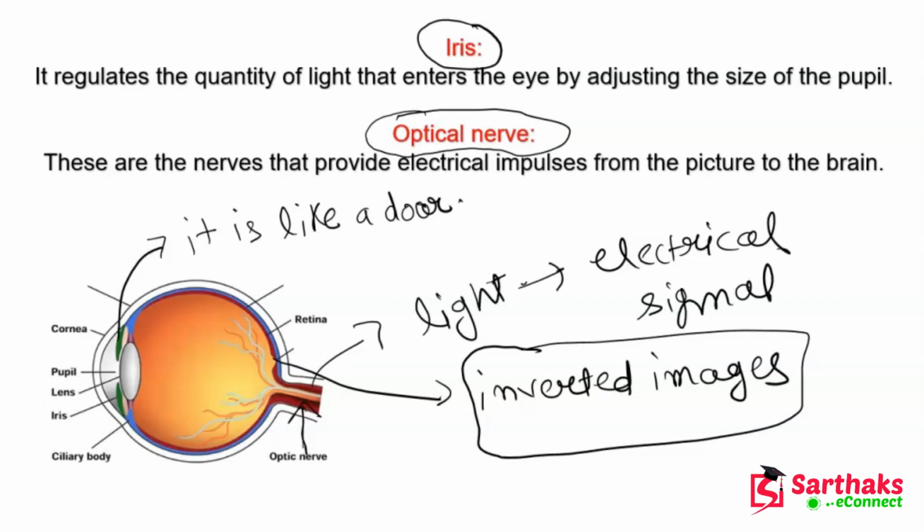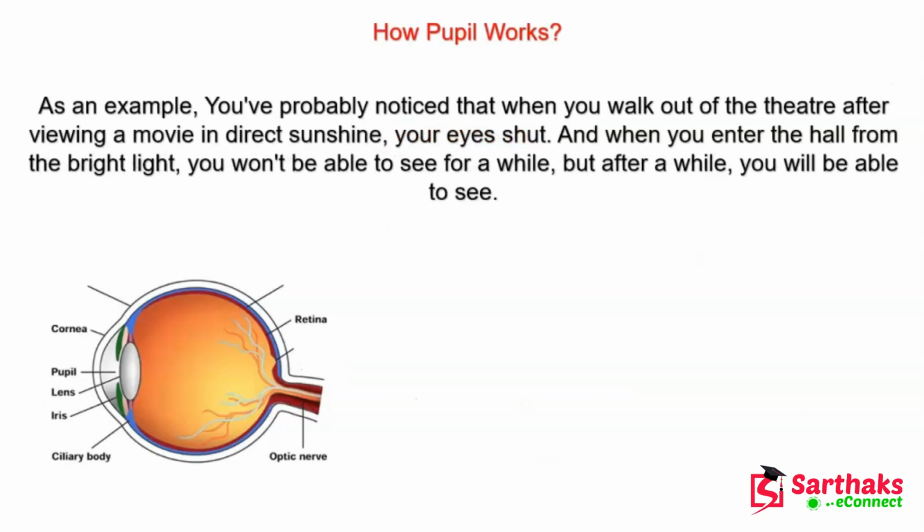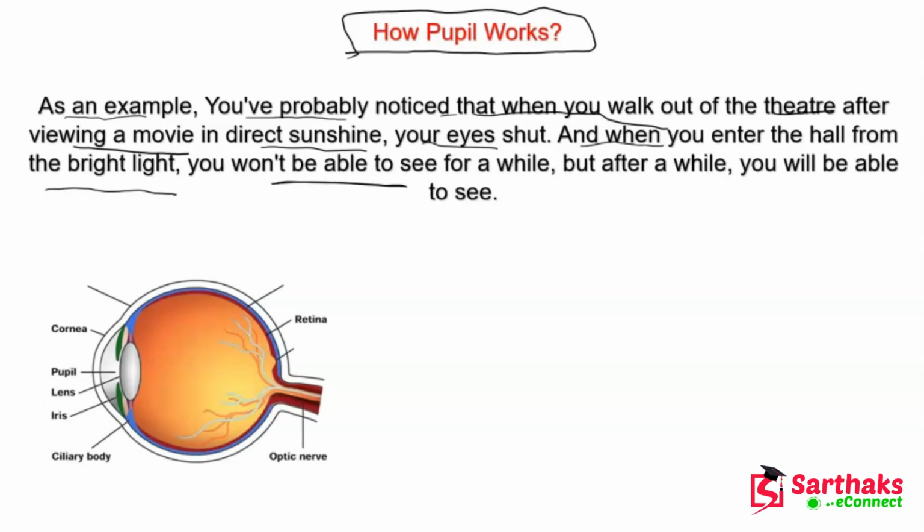Now guys, let's move on to the next slide. Okay guys, so here we are. Here we will discuss how the pupil works. As an example, you have probably noticed that when you walk out of the theater after viewing a movie in direct sunshine, your eyes shut, and when you enter the hall from the bright light, you won't be able to see for a while, but after a while, you will be able to see. So basically, let me tell you what this para is talking about.